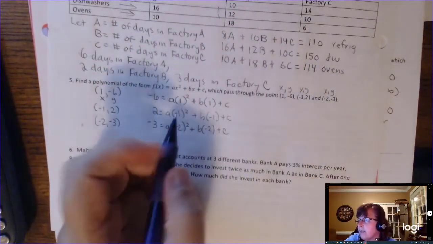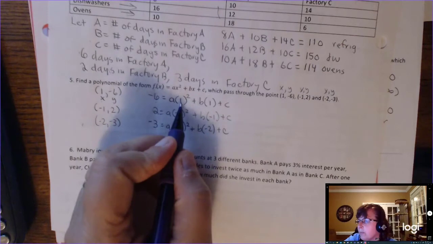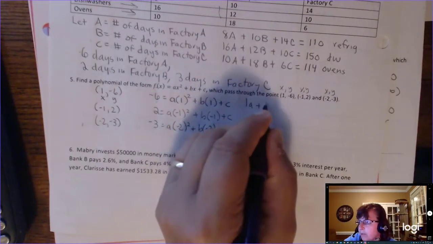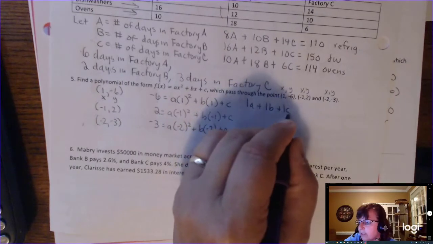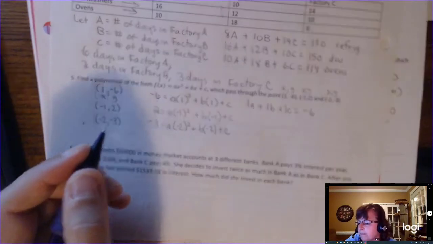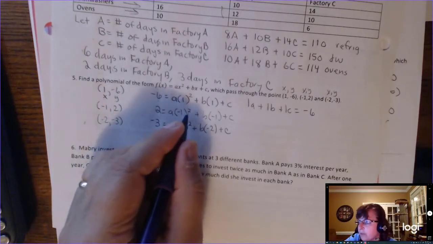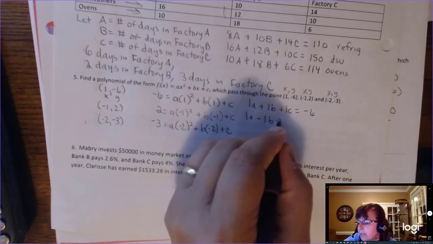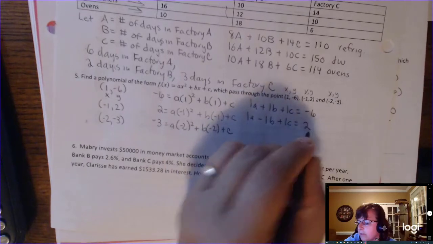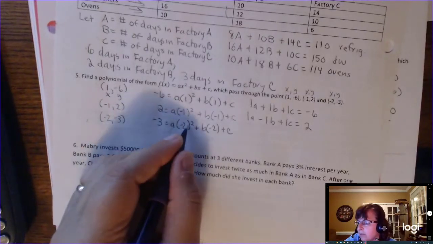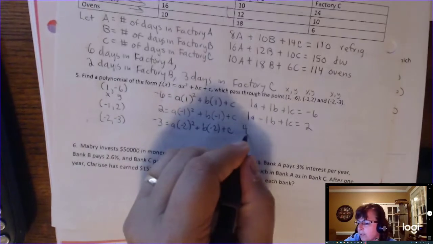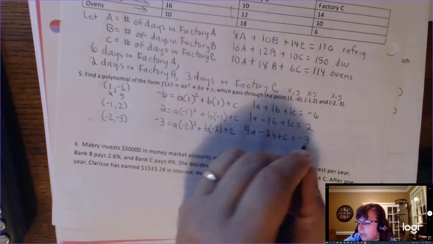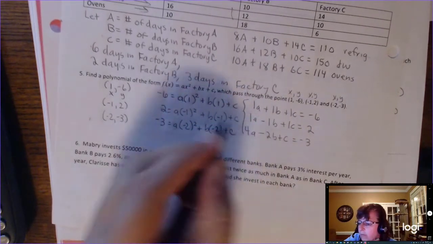So we can do a little arithmetic. 1 squared is 1, so this is 1a plus 1b plus 1c equals negative 6. Right here, negative 1 squared is positive 1, so that's 1a minus 1b plus 1c equals 2. This one, negative 2 squared is positive 4, so that's 4a minus 2b plus c equals negative 3. I just wanted to write them in standard form.